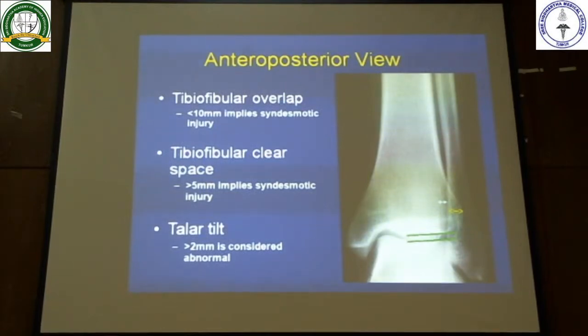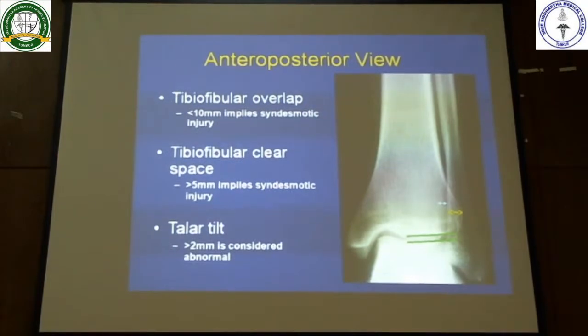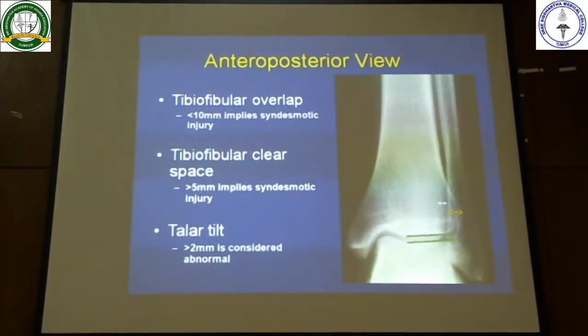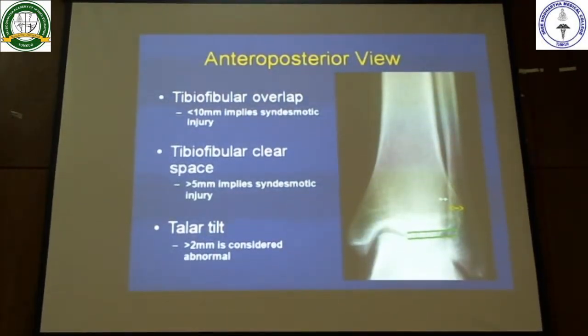More than 5 millimeters implies syndesmotic injury. And a talar tilt, which I already mentioned earlier, the tilting of the talus as a result of the injury, more than 2 millimeters is considered abnormal. So in an AP view, these are the things you can check for: tibiofibular overlap, tibiofibular clear space, and talar tilt.